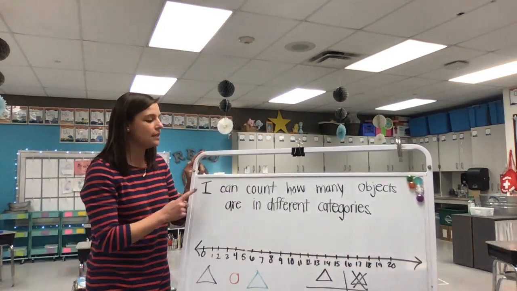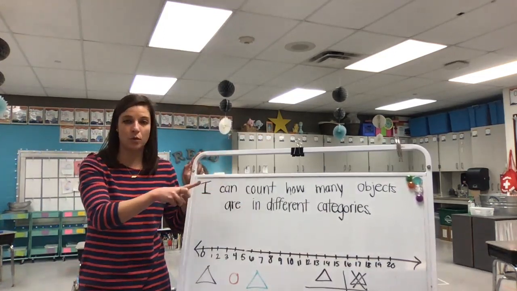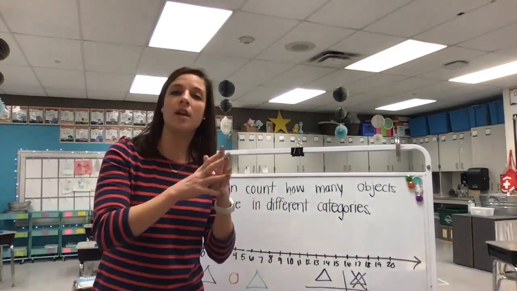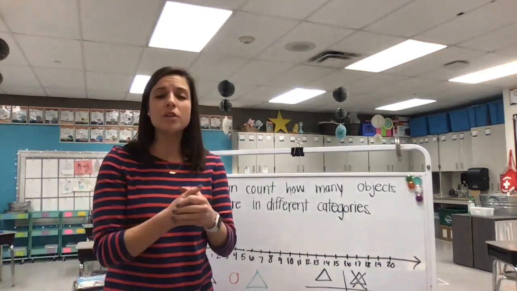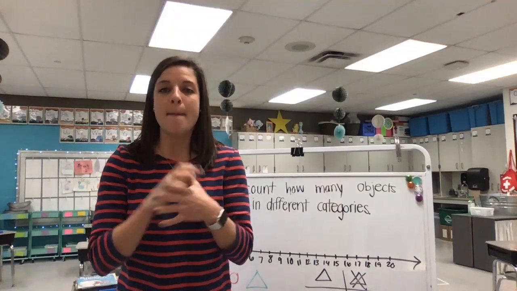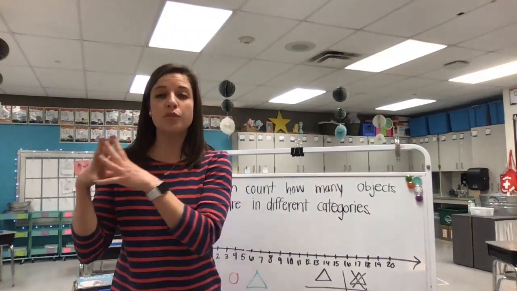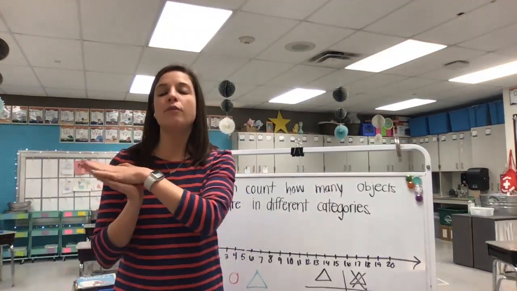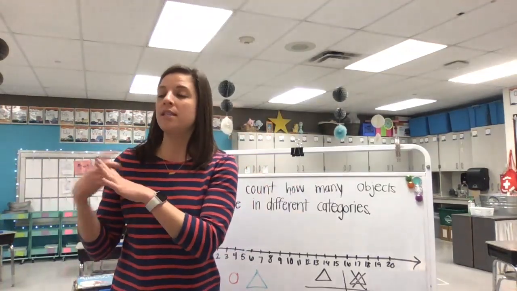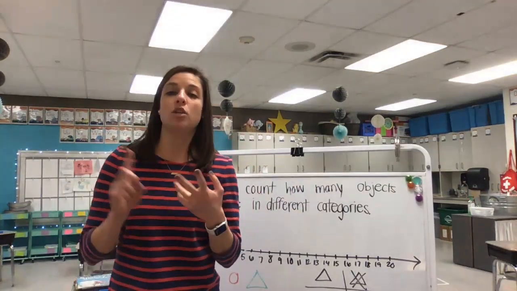So today we're going to continue working on our learning target of categorizing. Our learning target says, I can count how many objects are in different categories. We talked about how categories are groups that are sorted based on things that are alike. So if I have some fruit and I want to categorize them based on color, I can say, okay, I'm going to put all of the orange fruit together, and then I'm going to put all the fruit that is not orange together. So I would put maybe my oranges, and the other fruit would be maybe bananas and grapes.